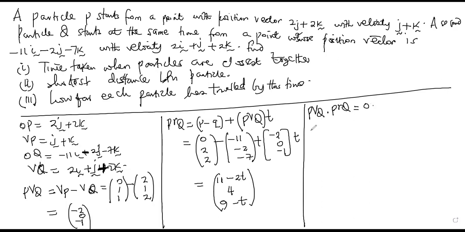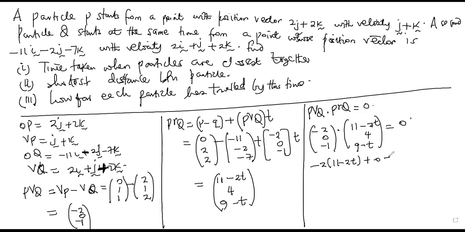So PVQ is this, so we shall have -2, 0, -1 dot PRQ, which is 11 minus 2t, 4, 9 minus t, should be equaling to 0. So this is -2 into 11 minus 2t plus 0 times that, that is 0. Then plus -1 into 9 minus t, which should be 0. So this is -22 plus 4t minus 9 plus t is equal to 0. So this is 4t plus t, that is 5t, is equal to -22 plus -9, that is -31. When you bring it this way, it will be 31.